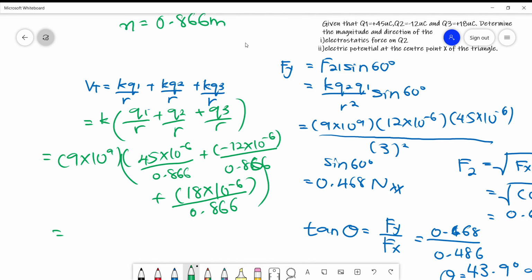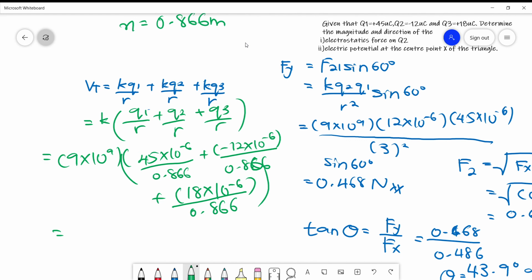So finally, let's try again. I hope this time will be correct. 0.866 plus negative 12 times 10 to the power negative 6, 0.866 plus 18 times 10 to the power negative 6 divided by 0.866. So finally, okay, the answer still varies, and I don't know where I went wrong.